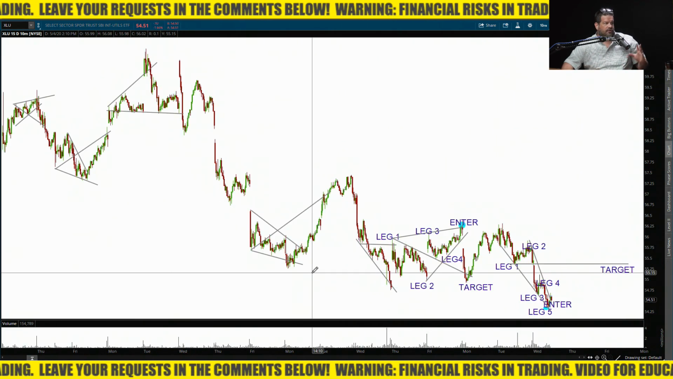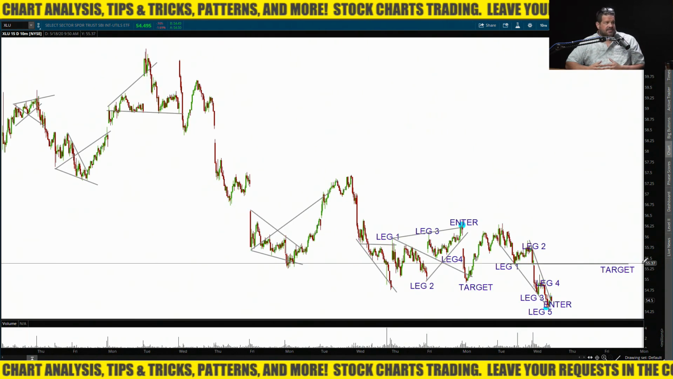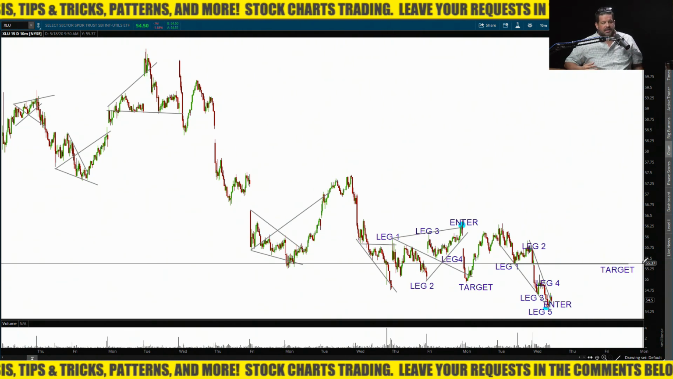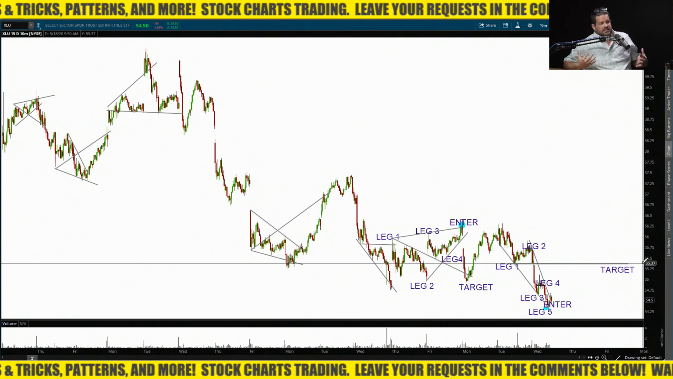This pattern works over and over. We can see 7 wolf pattern setups in just 1 month. That's all you need to trade. You only need to trade this pattern and you will make lots and lots of money.